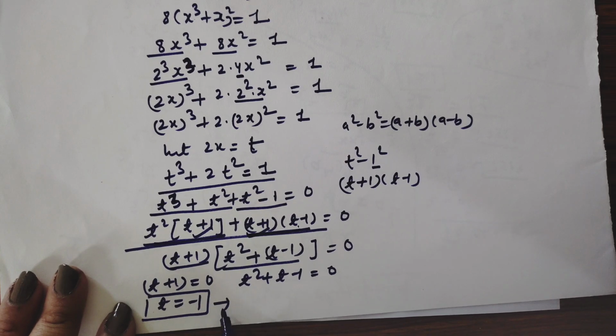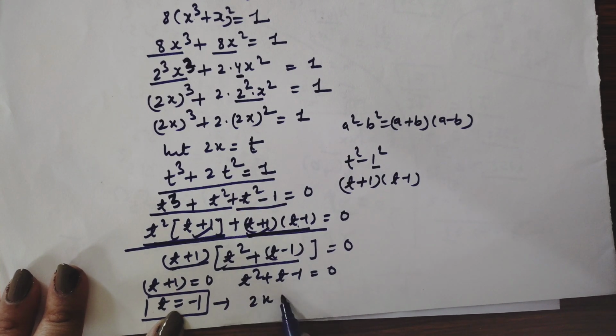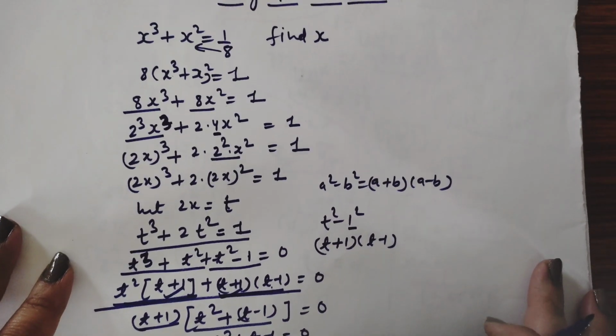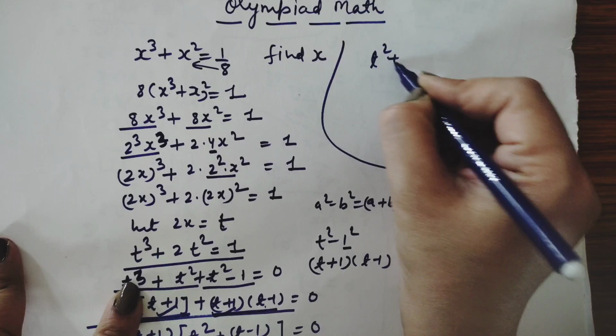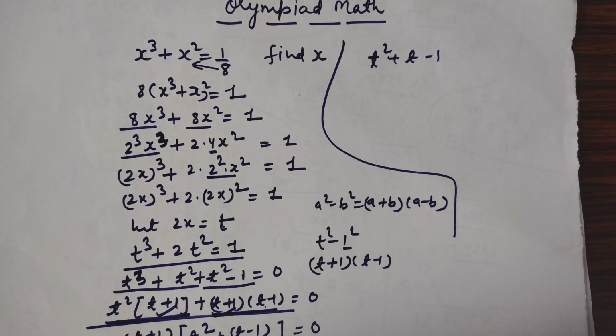Putting the value instead of t, we write 2x equals minus 1. So the x value is minus 1/2. This is our first answer. And the second answer: first of all I'll write the quadratic equation, t² plus t minus 1. This is the quadratic equation.